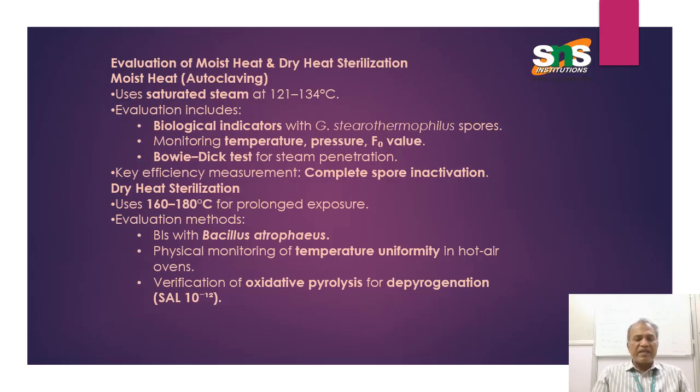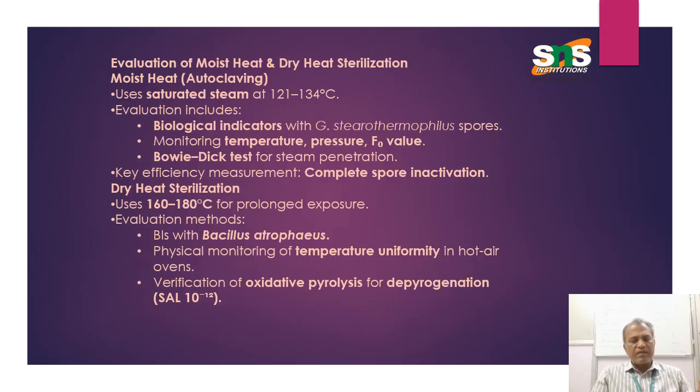So what are the indicators? For the indicators of moist heat, for example autoclaving, of course the biological indicators we discussed in the previous slide, both we can mention here. Geobacillus stearothermophilus spores. Next, it monitors the temperature, pressure and valve category. Next, the important test is the Bowie-Dick test for steam penetration. So, the Bowie-Dick test is nothing but the identification of the steam penetration.